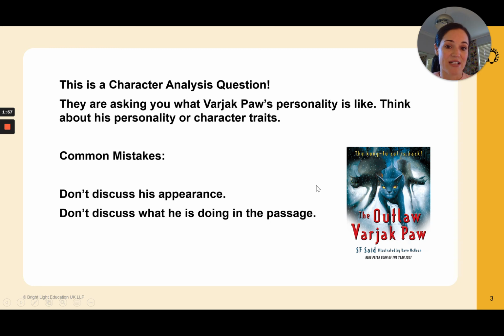It is a character analysis question. They're asking you about the personality of Varjak Paw, okay? So don't discuss his appearance, that's not what they're asking. And don't discuss just what he's doing in the passage. That's another common mistake. You're thinking about his underlying character traits, okay? What he is like as a character.